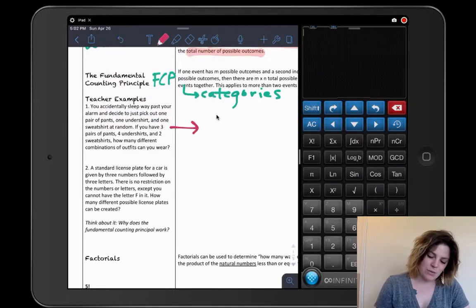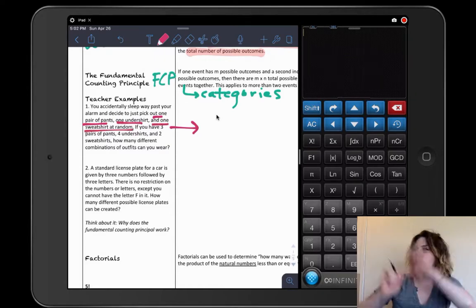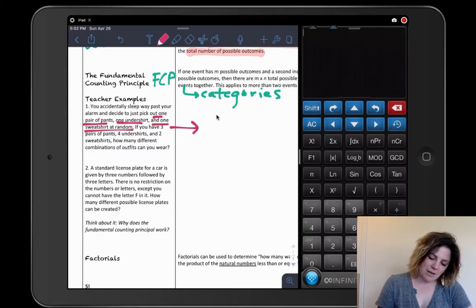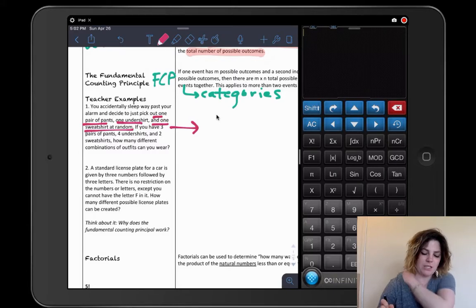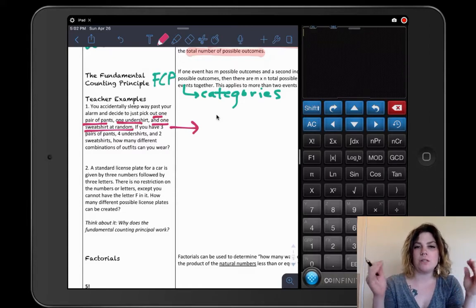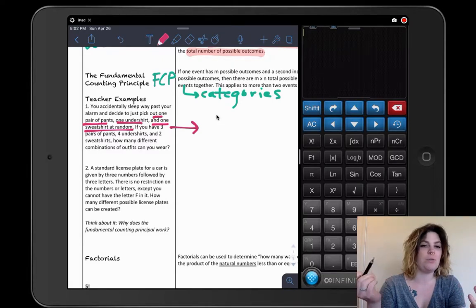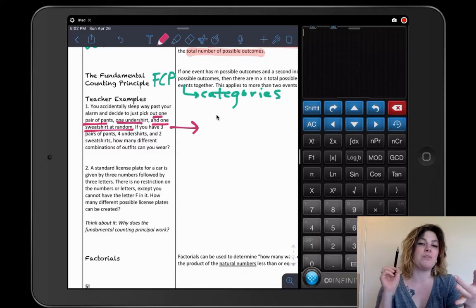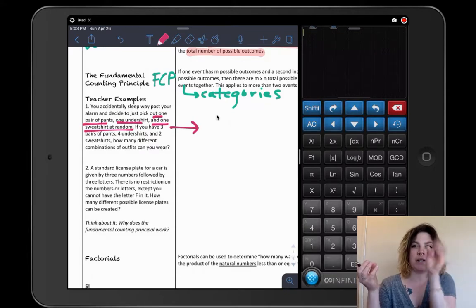Okay, so this says you accidentally sleep way past your alarm and decide to just pick out 1 pair of pants, 1 undershirt, and 1 sweatshirt at random. So you're just grabbing stuff randomly. You know you have 3 pairs of pants, 4 undershirts, and 2 sweatshirts. How many different combinations of outfits can you wear? What you need to notice about this question to understand that you need to use FCP is that there's categories. There's a certain number of things that are pants, a certain number of things that are undershirts, a certain number of things that are sweatshirts. So those are different categories of clothing, and you're taking one thing from each category.